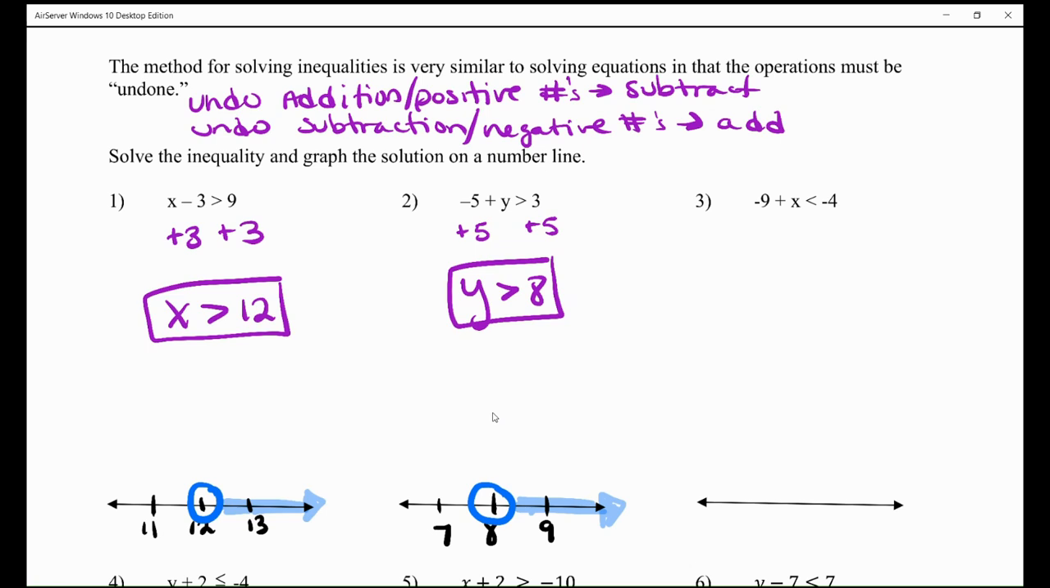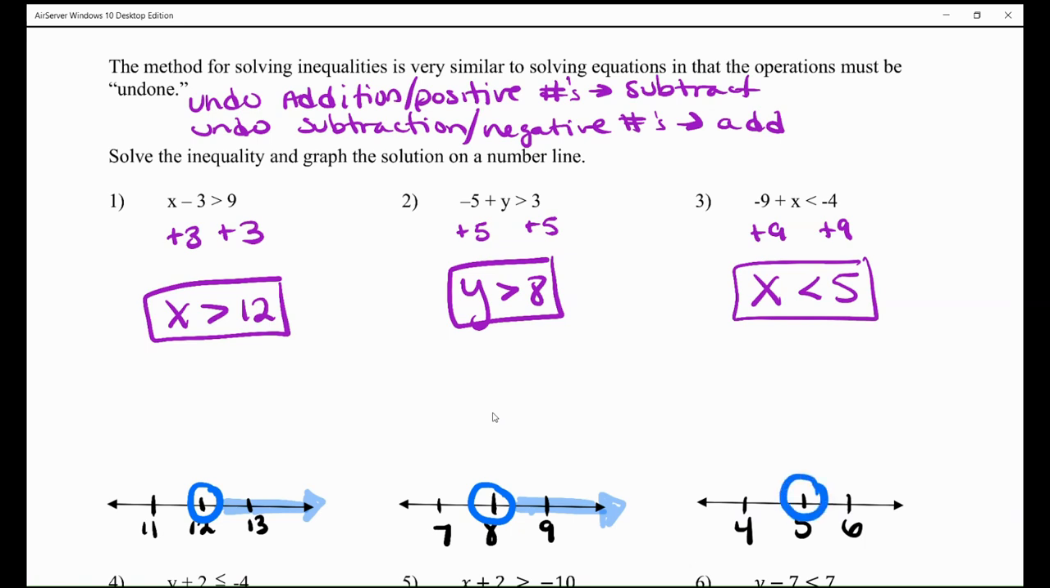For number 3, negative 9 plus x. So to undo the negative 9, we're going to add 9 to both sides. Negative 4 plus 9 is 5. So it's all numbers that are less than 5. So when we go to graph, because it's all numbers less than 5 and not equal to 5, we're going to still have an open circle at 5, shaded to the left because it's less than.